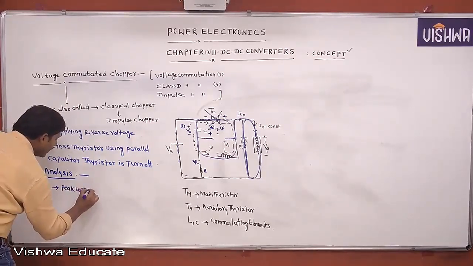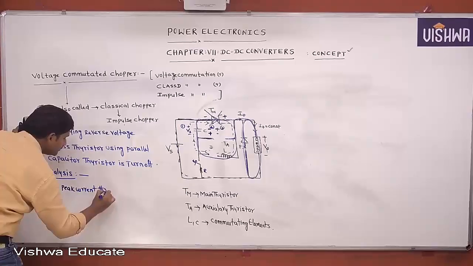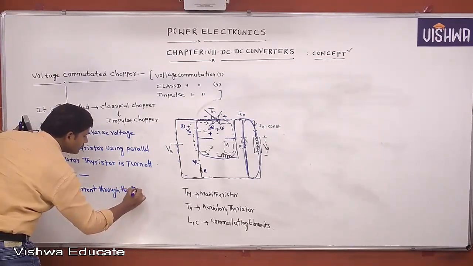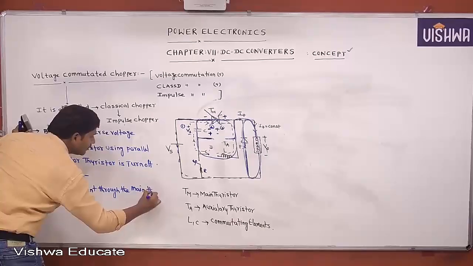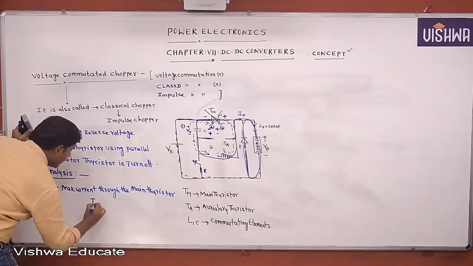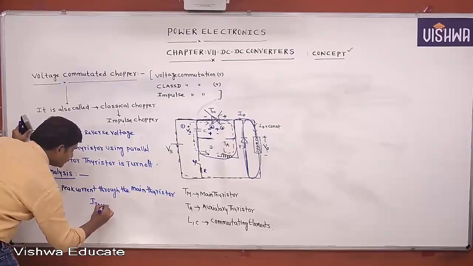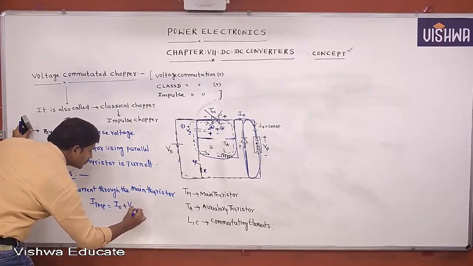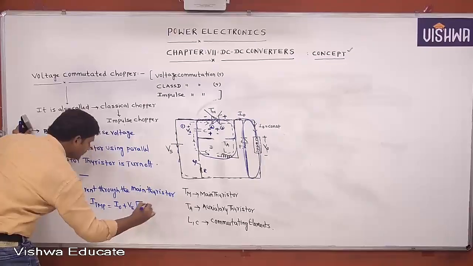Peak current through the main thyristor, ITMP, equal to I naught plus Vs into square root of C by L.